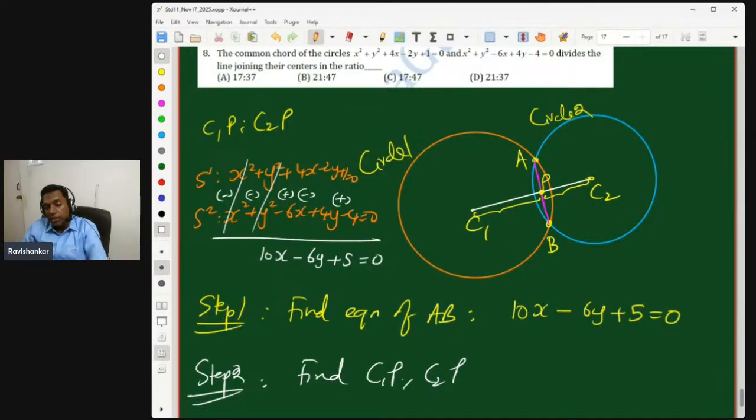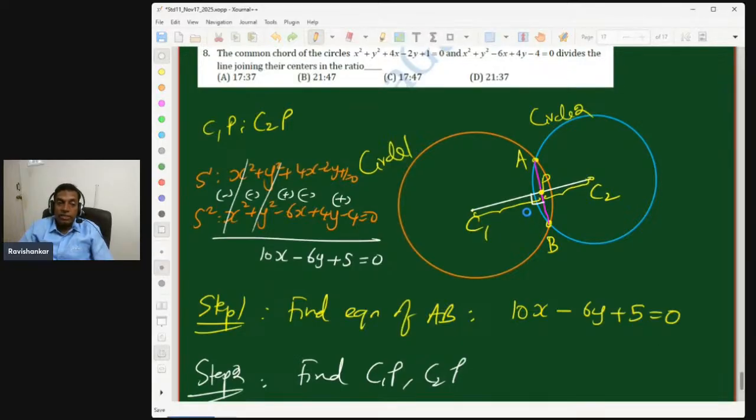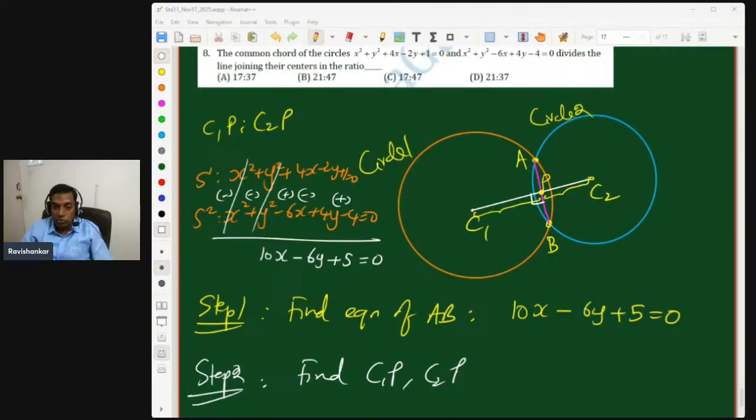Now here is a big idea. The common chord is perpendicular to the line joining the centers. That's a theorem that I have not given you, but that's something that you can easily prove using 9th standard coordinate congruence criteria. The way to prove that, if you really want to know, is first to prove triangle C1AC2 congruent to triangle C1BC2 by SSS, because all three sides are equal.